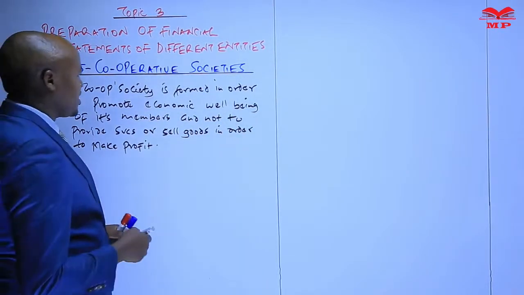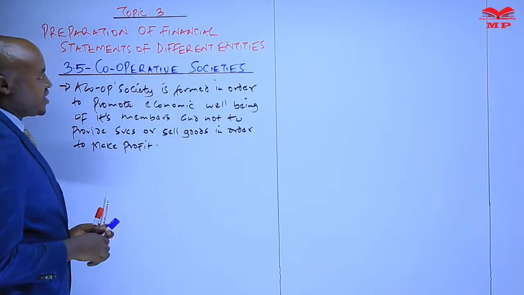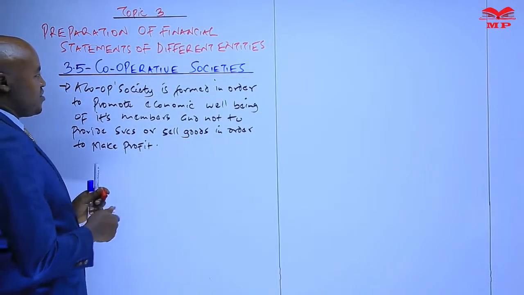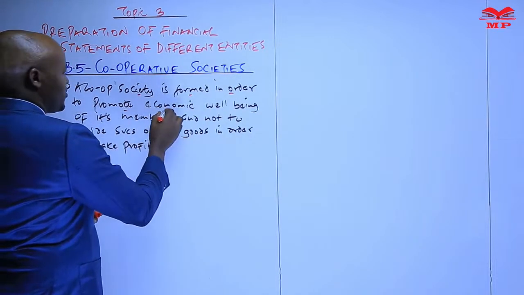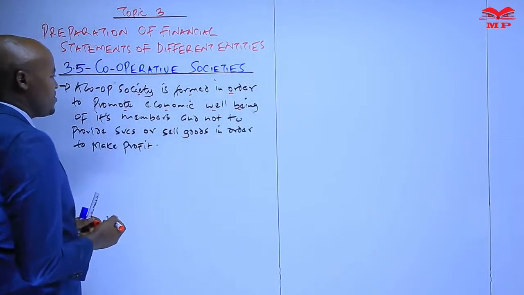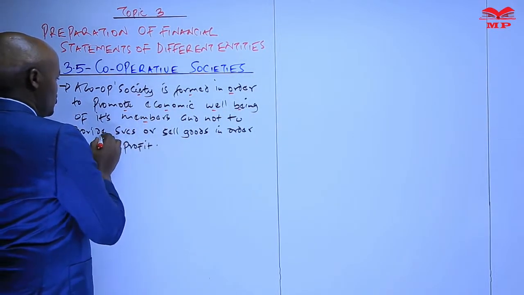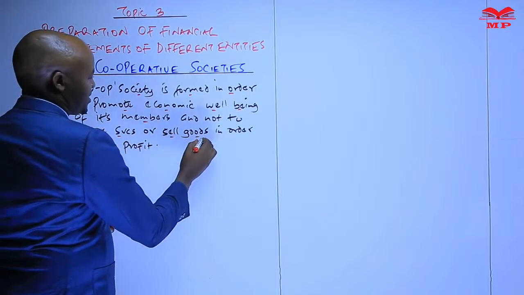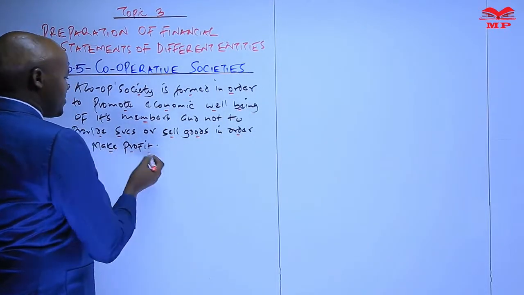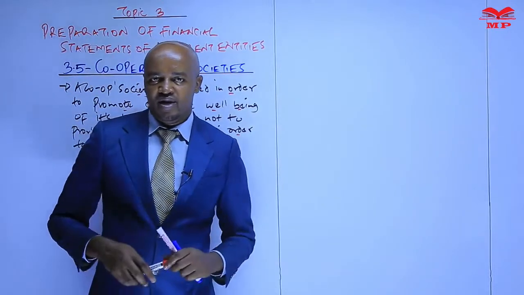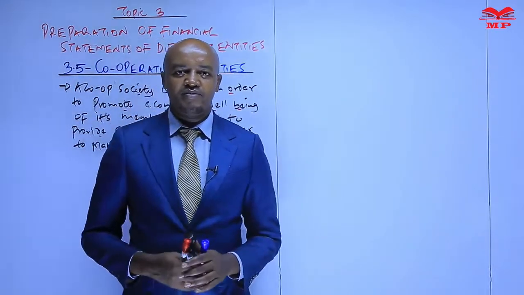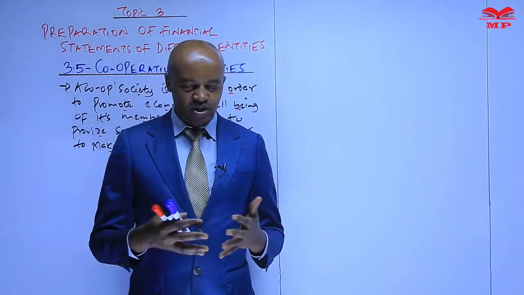Therefore, a cooperative society here will be formed in order to do what? To promote the economic well-being of its members and not to provide services or to sell goods to members of the public in order to make profit. So whenever, for example, a number of individuals come together, they decide to form something like a SACCO.